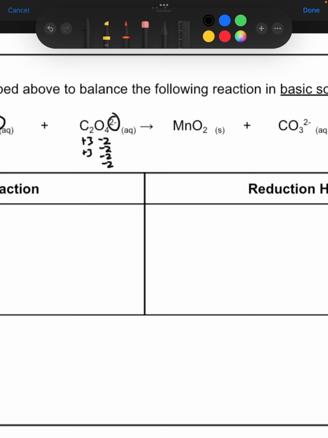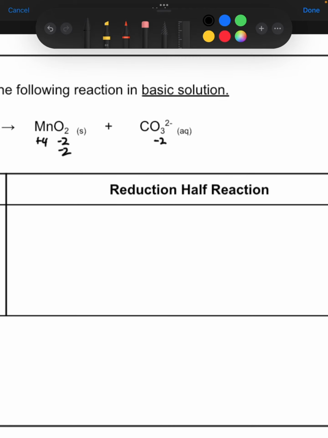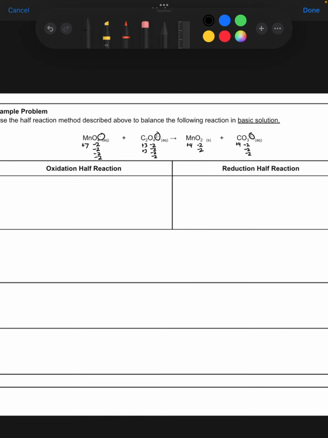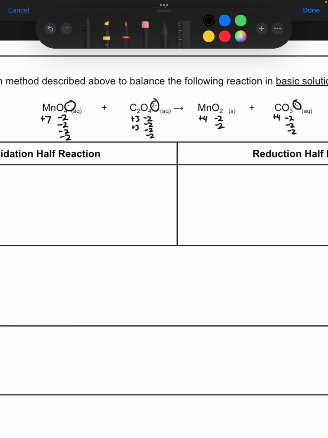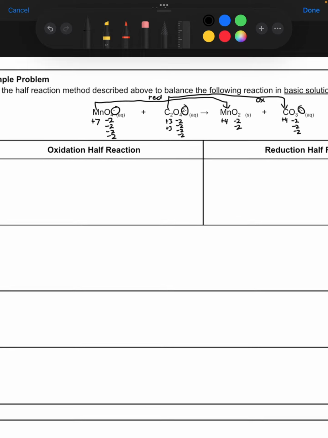The manganese over here and oxygen over there, again, oxygen is pretty much always -2 with a couple of exceptions. That manganese is going to be a +4 to give a neutral molecule. And then finally, this carbon is going to be a +4 to yield that overall charge of -2. Now that I've done that, I'm going to go ahead and split this into my half reactions. The manganese is going to get more negative, so that's going to be reduced, whereas my carbon over here is actually getting more positive, so that one is going to be oxidized.